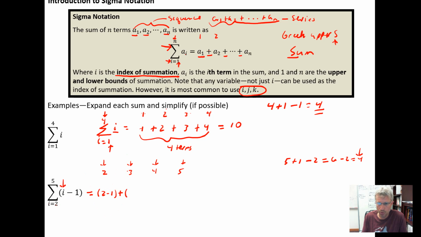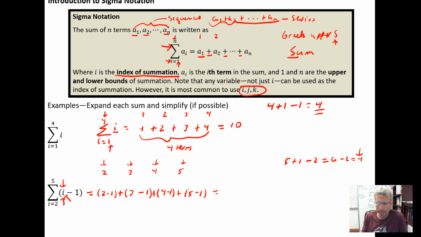When we increment 2 by 1 unit, we get a 3. Everywhere we see an i, we plug in the 3, so we get 3 minus 1. And then we go plus, and then we increment the 3 to get 4. Everywhere we see an i, we put in the 4, so we go 4 minus 1. Plus, we increment the 4 to get a 5. Everywhere we see the i, we plug in the 5. We subtract the 1. And then we simplify.